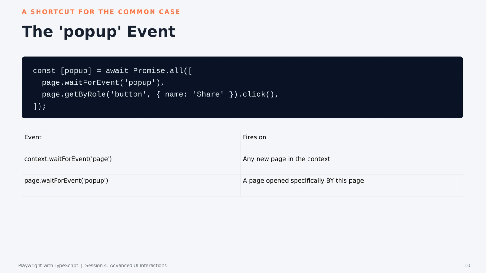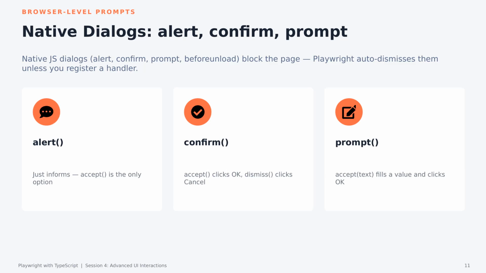Page.waitForEvent popup fires specifically for a page that was opened by this particular page. So popup is the more targeted, more common choice when you already know which page is doing the opening. Let's talk about native browser dialogs: alert, confirm, and prompt.